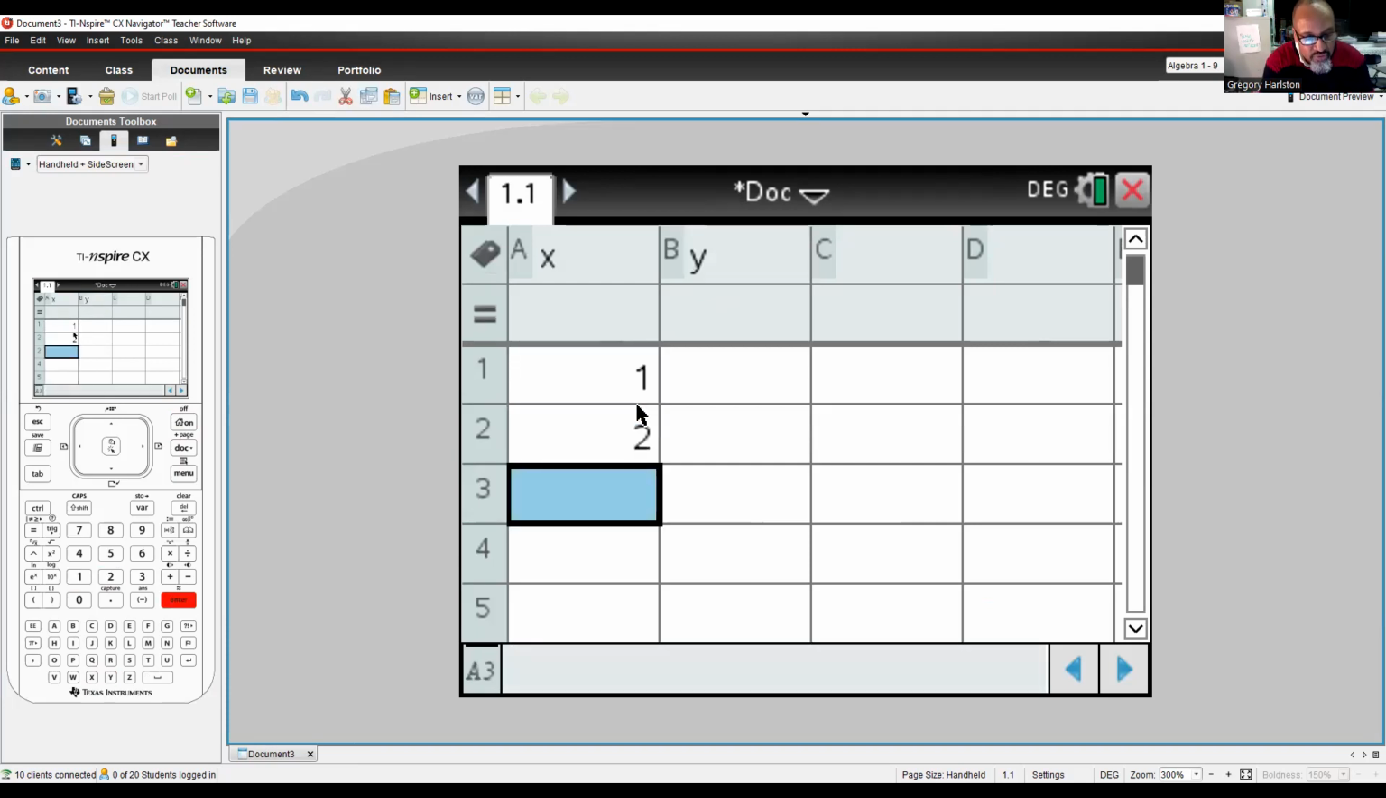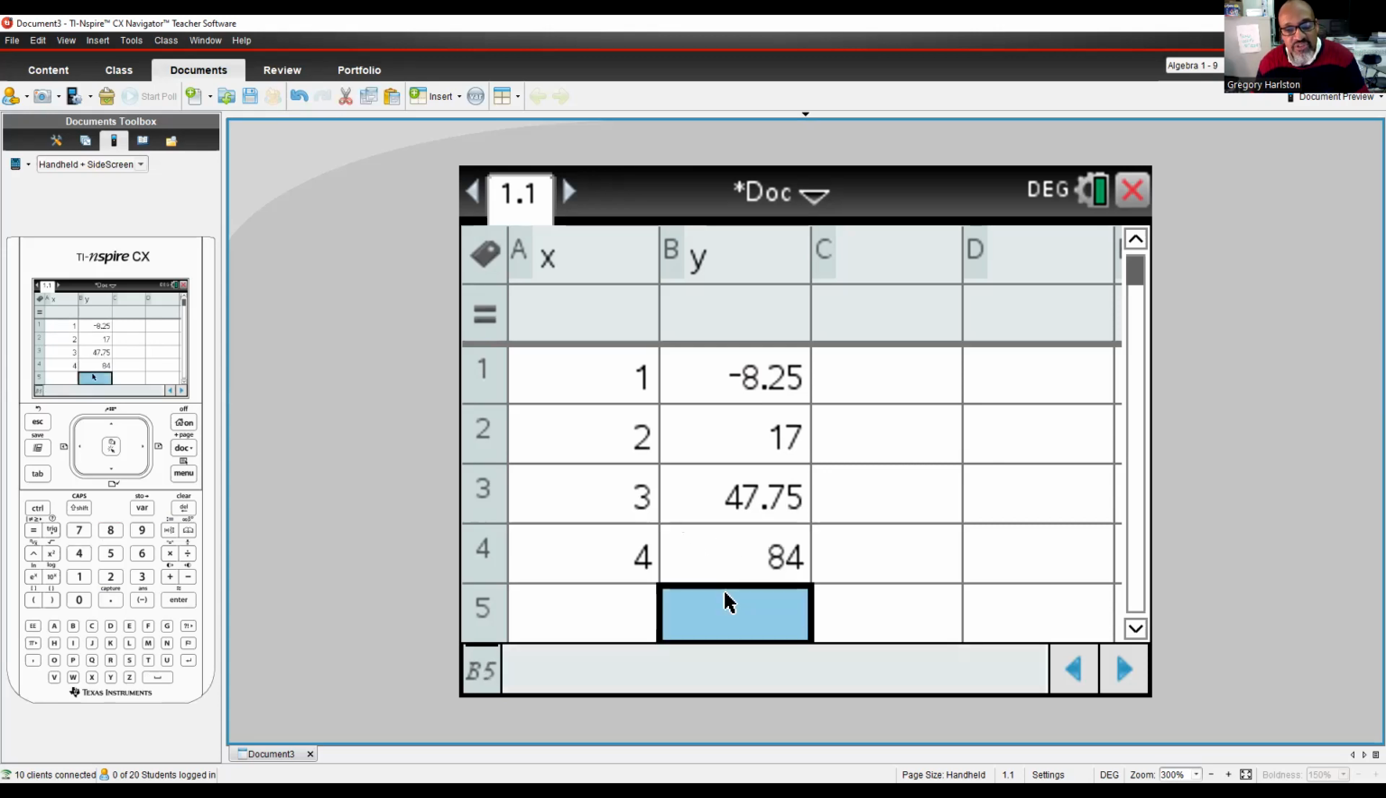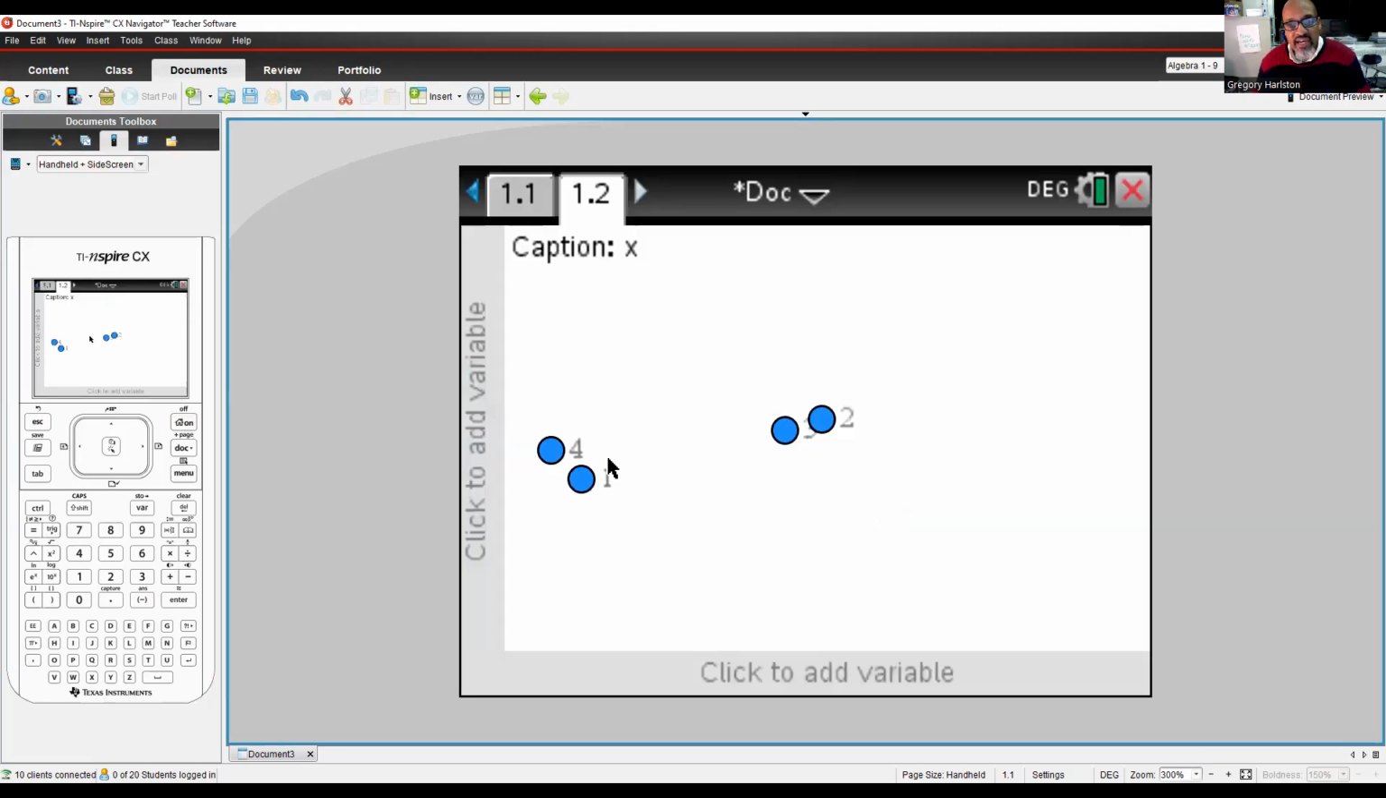So this is 1, 2, 3, 4, and then the 4 points. It was a negative 8.25, and then it was 17, and then it was 47.75, and then it was 480. Oops, it was 484. So I put 84 in here. Press enter. Now make sure you press enter, because if you don't, it looks like this one hasn't been entered. So you just have to click on it. Now you're ready to go to the next one.